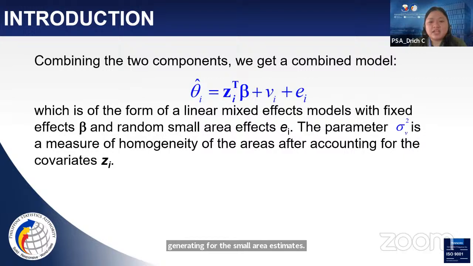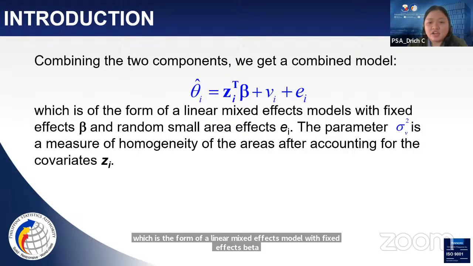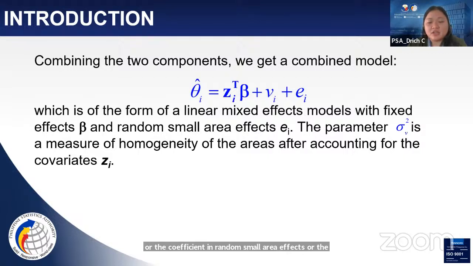Combining the two components, we get a combined model. So the theta hat sub i is equal to z sub i times beta plus the random effects, wherein the z sub i are the values of our auxiliary variables, while beta is the coefficient of our auxiliary variables. This is the form of a linear mixed effects model with fixed effects beta, or the coefficients, and random small area effects, or the error, and the parameter sigma sub v squared is a measure of homogeneity of the areas after accounting for the covariates z sub i.